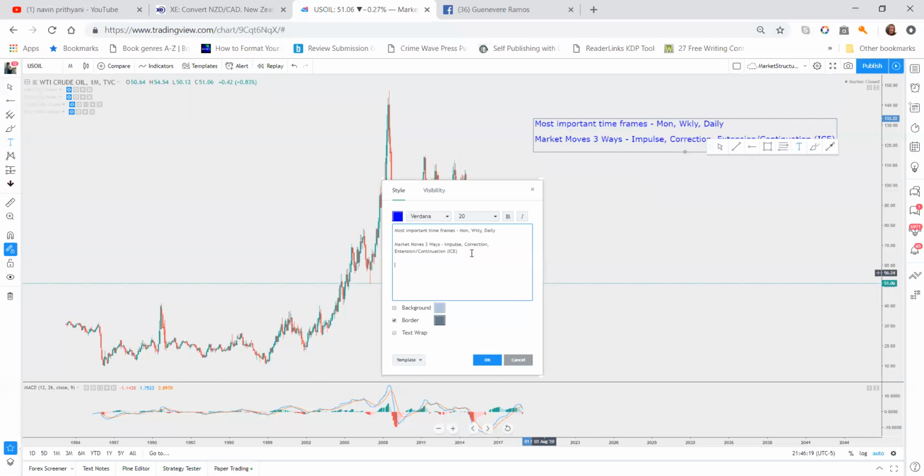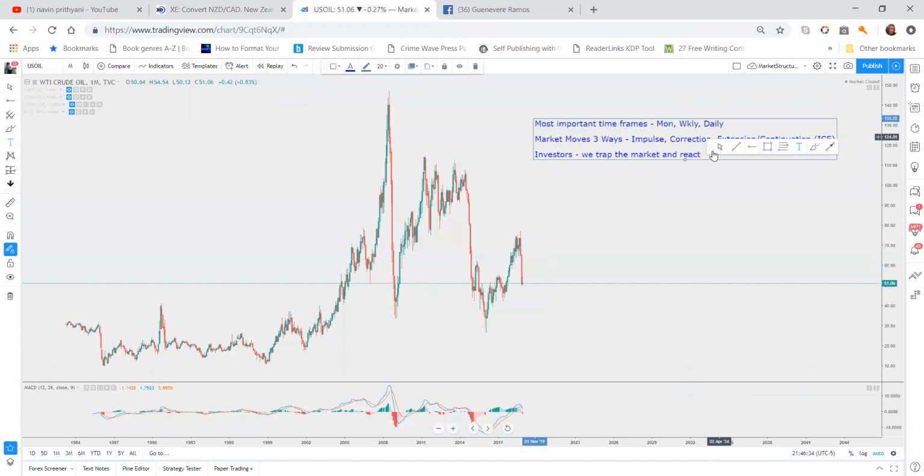All right. As investors, which is what we are, we trap the market and react. Okay. So we're going to mark this up and we're going to react to price. We keep moving this and forgetting where it is. So again, trend lines, we do not cut through a wick.